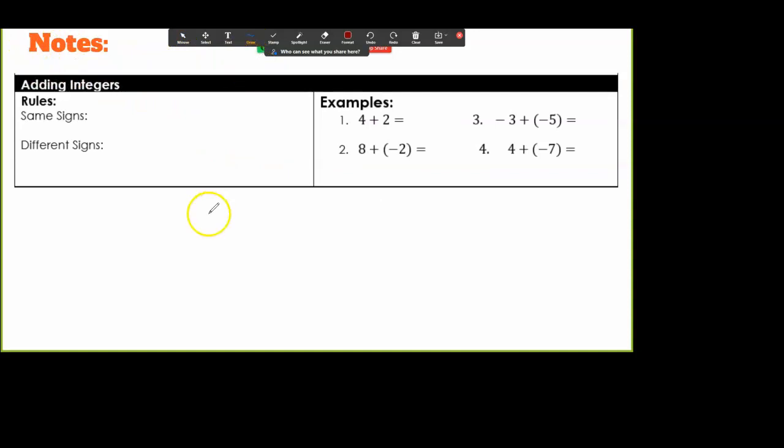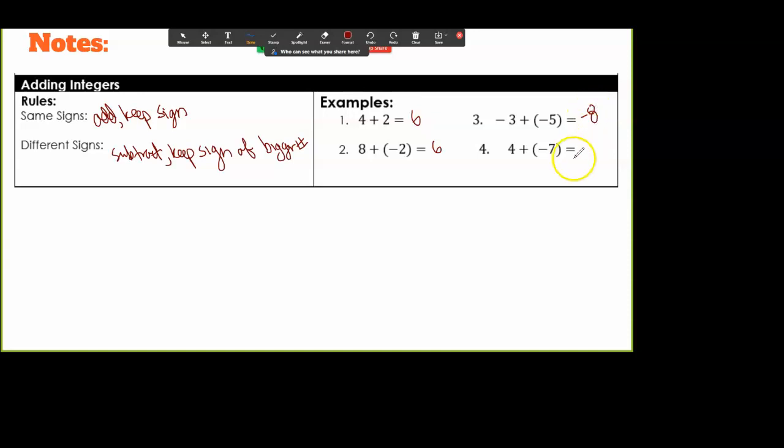Now we're going to talk about adding integers. If they're the same sign, you add the numbers and keep the sign. If they're different signs, you subtract and keep the sign of the bigger number. Here, 6 is the bigger number. They're the same sign, so I'm going to add them and keep the sign. Here the signs are different, so I'm going to subtract. My 7 is bigger than my 4, so I'm going to keep the negative. If you think about this a different way, that's fine too.